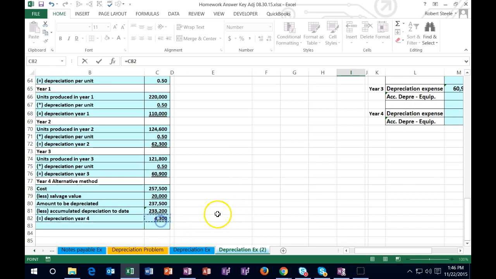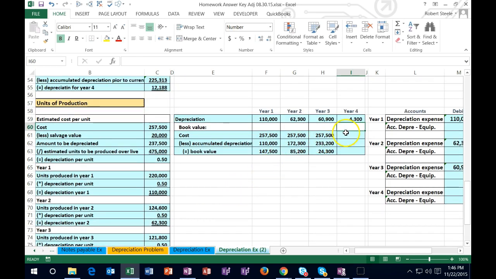So then we got 4,300 here, and that's going to be our depreciation expense for year 4. Then the book value: the cost will be the same, 257.5, less the accumulated depreciation for year 3 plus the depreciation expense for year 4, or the sum of the depreciation over the useful life being 237.5. Then we can do the subtraction, 257.5 minus 237.5, which will give us, we hope, the 20,000 because that's the salvage value.